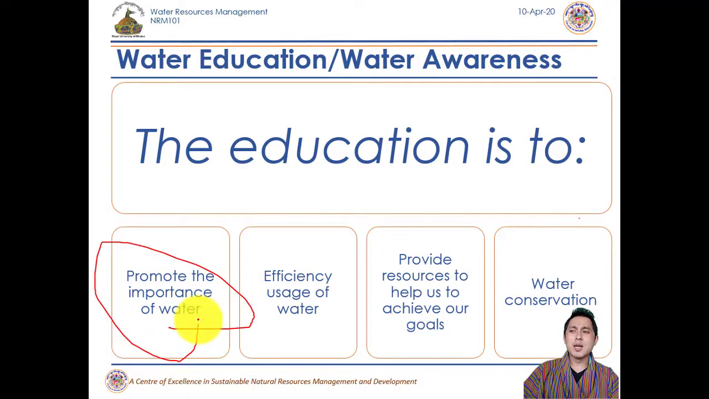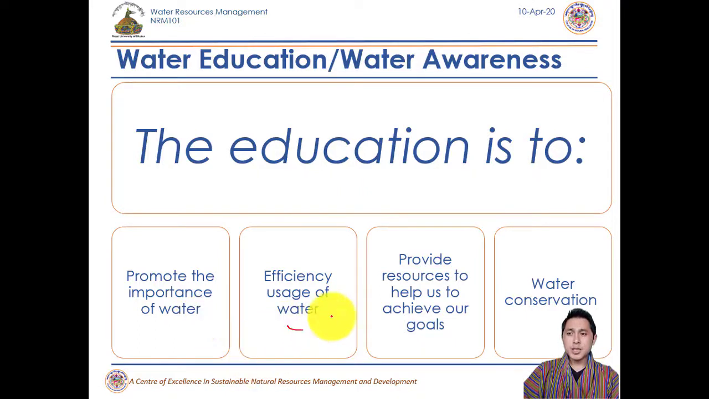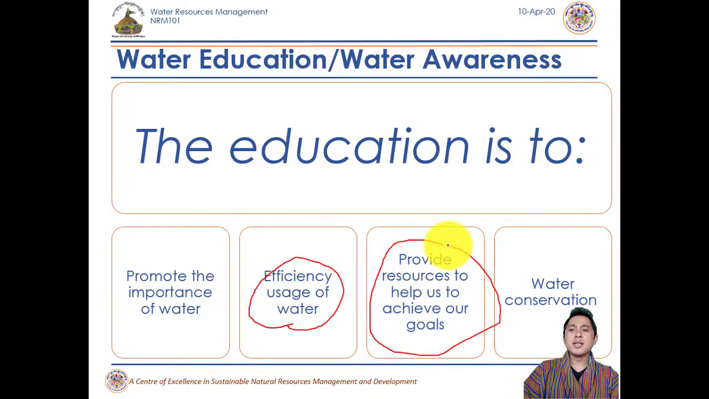So how important water is, and why we need to conserve water. We need to again educate people or make people aware that we can have different ways to use water efficiently. What are different kinds of efficient usage of water that can be taught in water education? We can also provide some sort of resources, some sort of policies, some sort of measures that can really look at minimizing the water in urban areas.